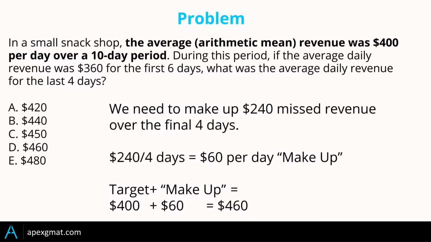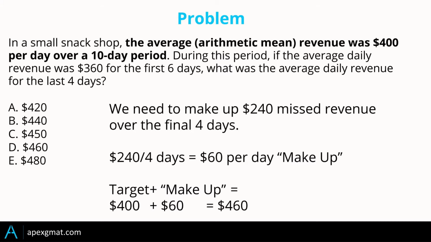So notice how we're driving this problem with a story rather than with an equation. In the last 4 days, we need to outperform our 400 by 240. 240 divided by 4 is 60. 60 on top of the 400 target that we already have is 460.